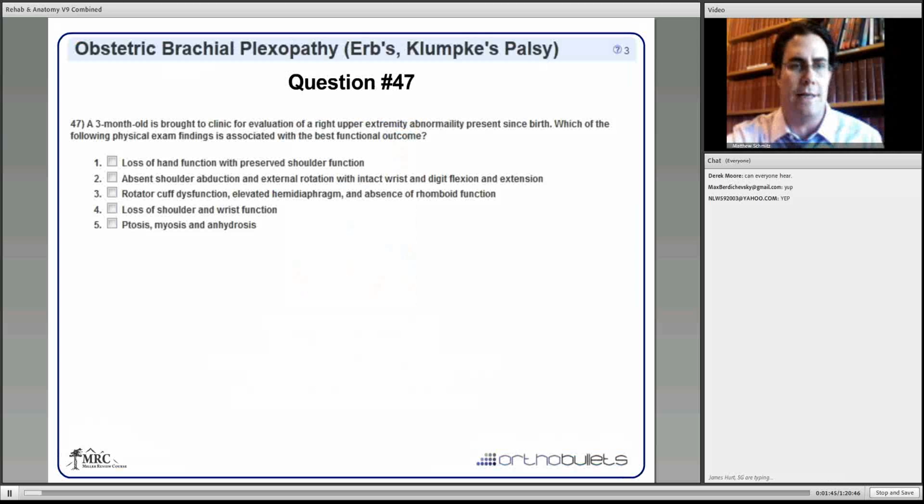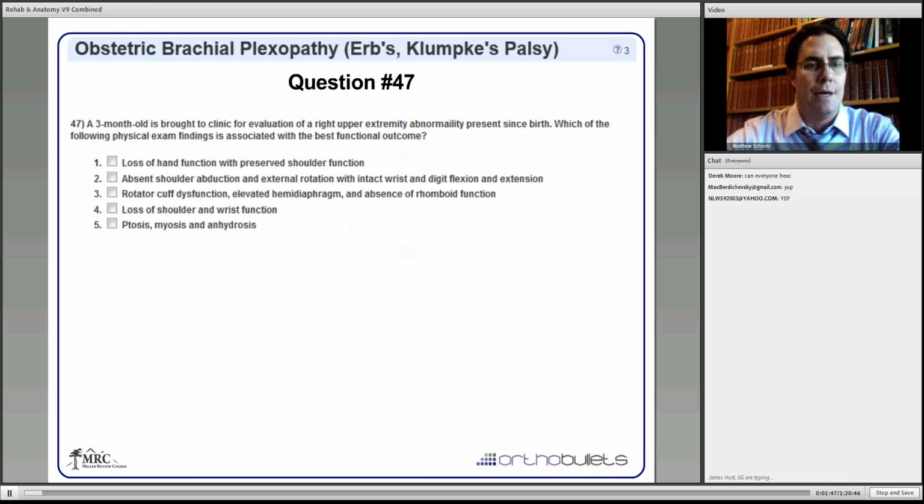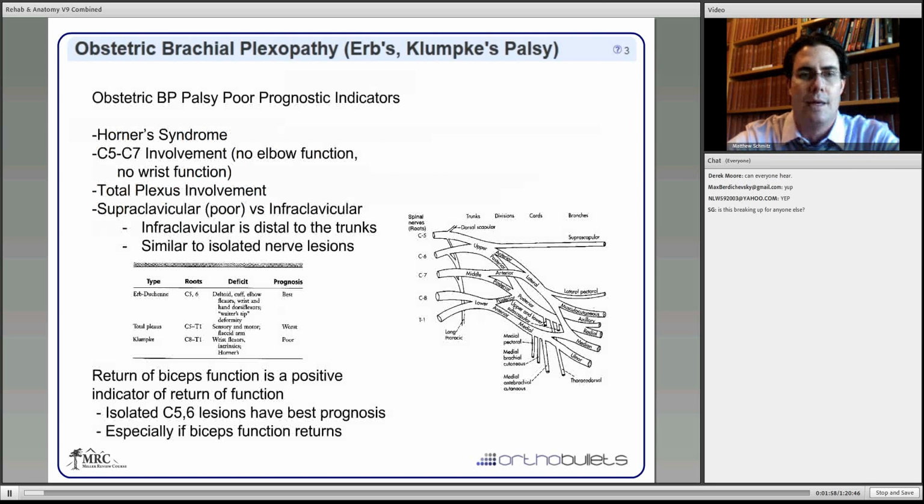We'll move right into the first question. A 3-month-old is brought to clinic for evaluation for a right upper extremity abnormality which has been present since birth. Which of the following physical exam findings is associated with the best functional outcome? Obviously, what they're talking about in this question is an obstetric brachial plexus palsy and how to determine which patients are going to have a better outcome in the future.